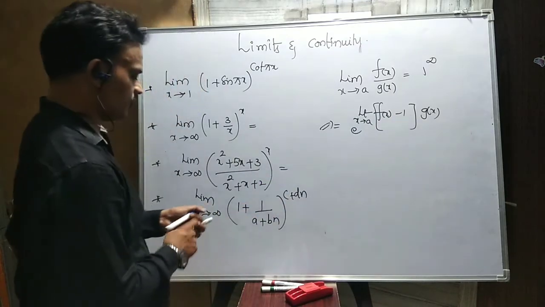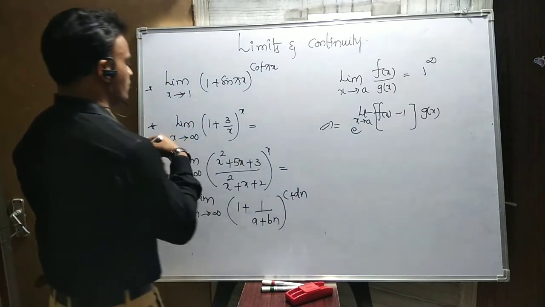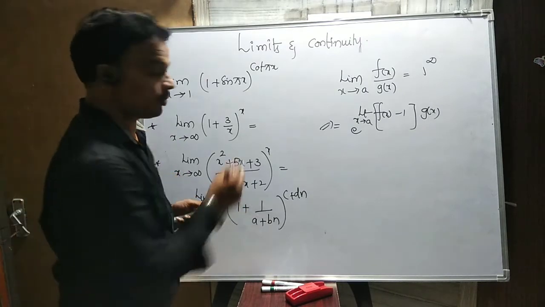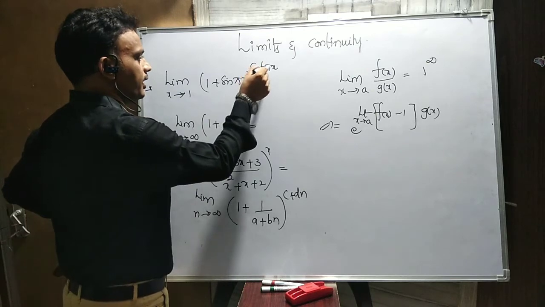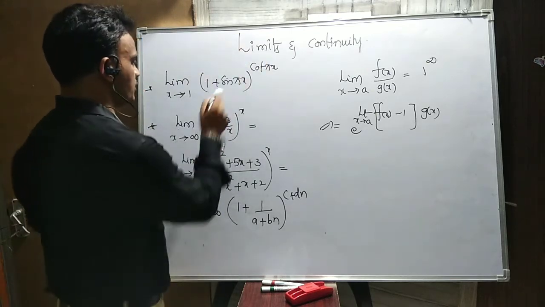Okay, coming to the first one. Yes, it is 1 power infinity form. Am I right? First of all, 1 power infinity form. As the limit x tends to 1, this is 0 and this is infinite, I mean not defined. So it is 1 power infinity form.